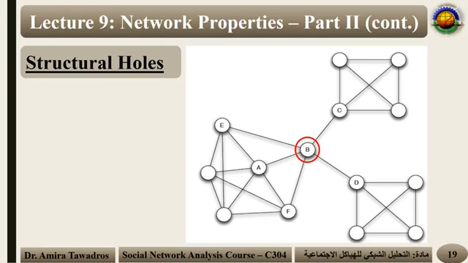This position, therefore, gives B a source of power in the organization or inside this network, and some studies emphasize that B's position should prevent the construction of local bridges between these parts of the network or these components.